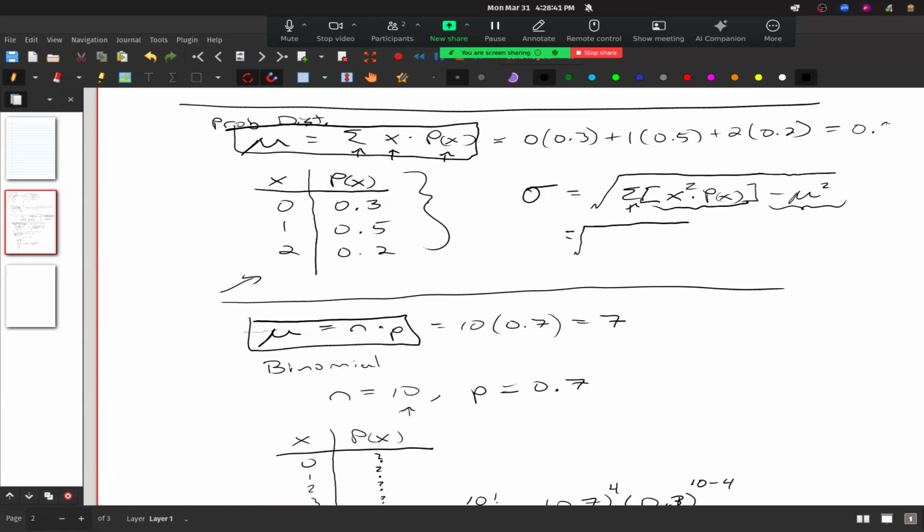This will be 0.9. So what is that thing called? That's like that weird E thing. Yeah, this symbol that looks like this. What is that called?